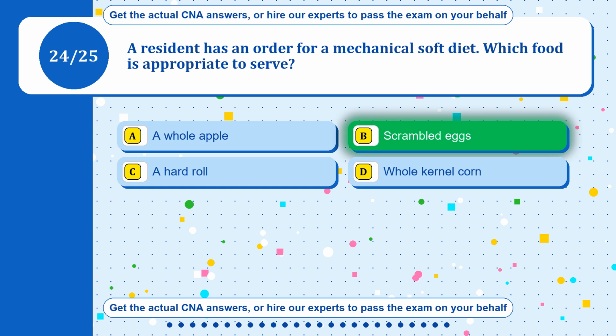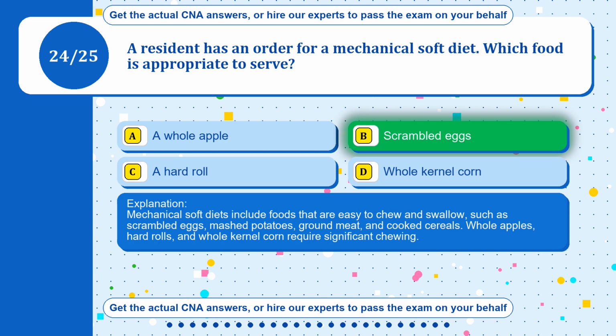The correct answer is option B, scrambled eggs. Mechanical soft diets include foods that are easy to chew and swallow, such as scrambled eggs, mashed potatoes, ground meat, and cooked cereals. Whole apples, hard rolls, and whole kernel corn require significant chewing.